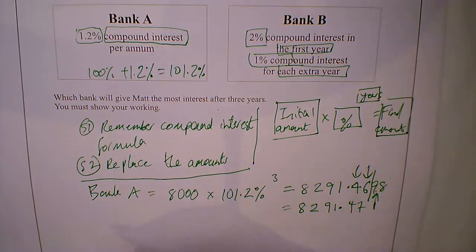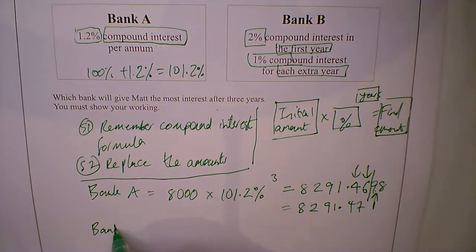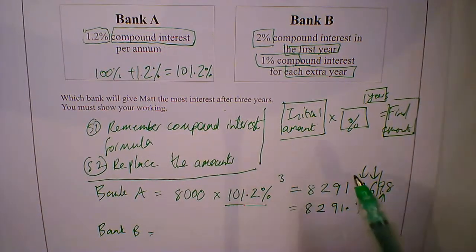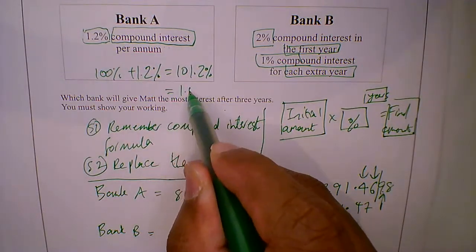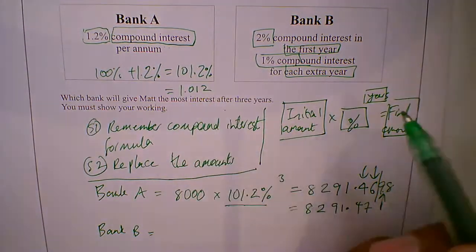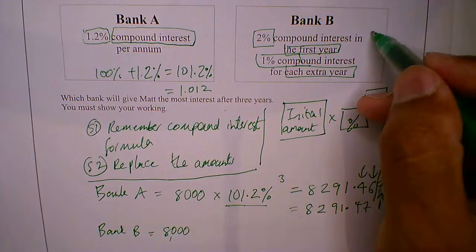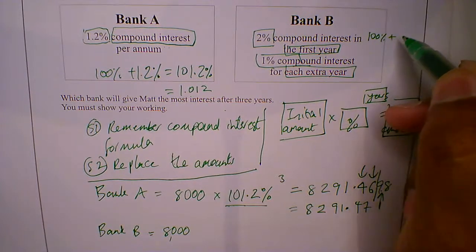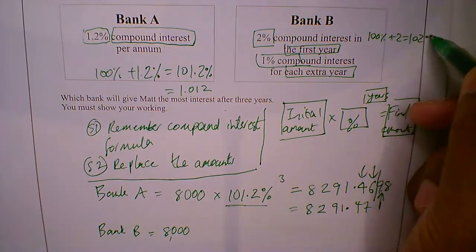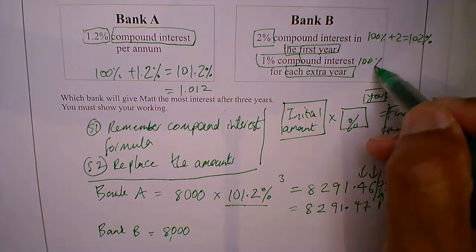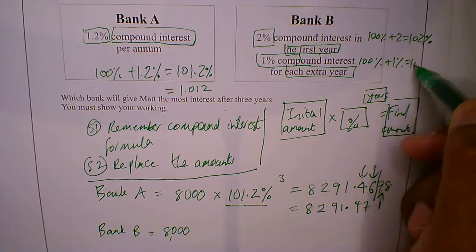Now we go to Bank B. And I used the percentage button today. You could change that to a multiplier, you just divide by 100, so you could also use 1.012. Okay, Bank B. So again, our initial amount is £8,000. And here I've got 100% plus 2%, which gives me 102%. And I've got 100% plus 1% for the following years, which is 101%.